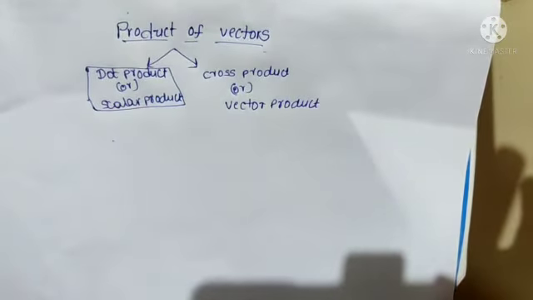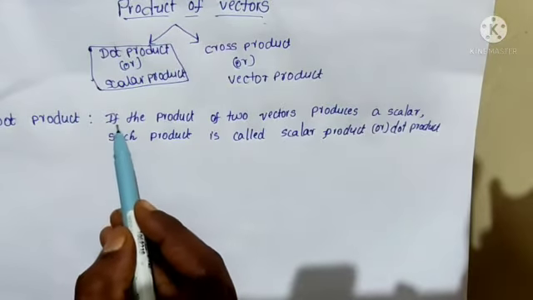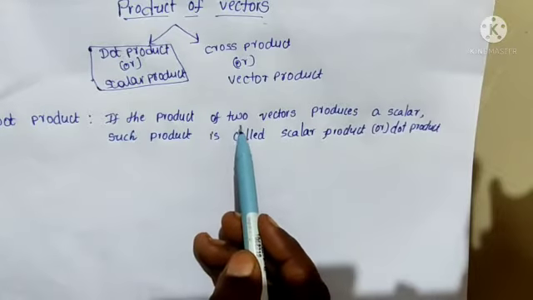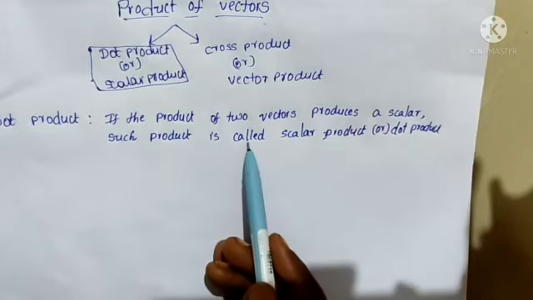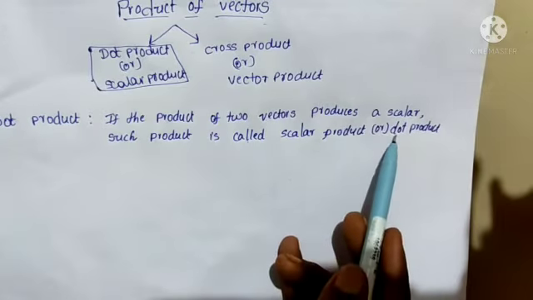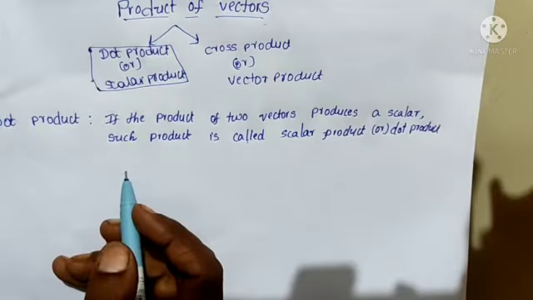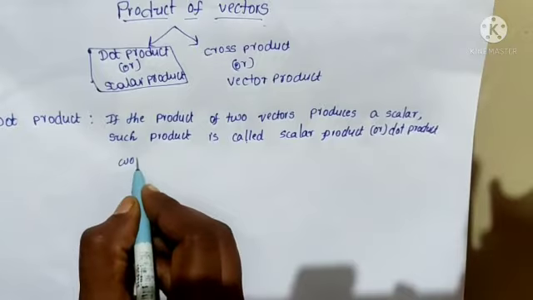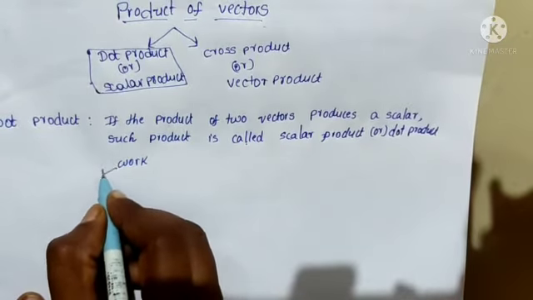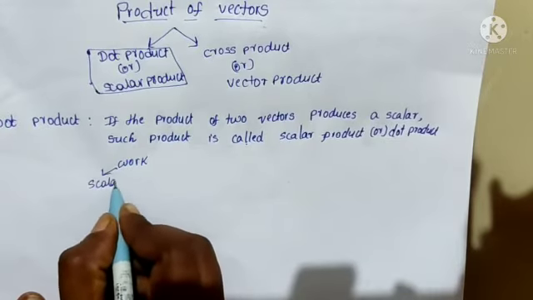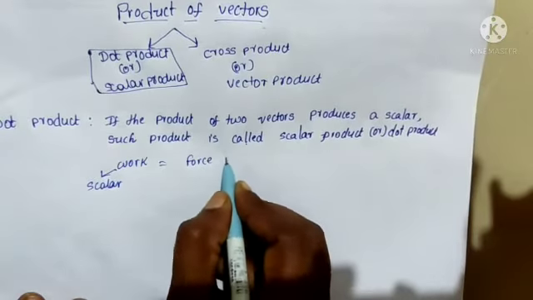See the definition of dot product. If the product of two vectors produces a scalar, such product is called scalar product or dot product. Now see with an example. I will take the example of work. So work is which type of physical quantity? Scalar or vector? You know that work is a scalar quantity. So work formula: force into displacement.